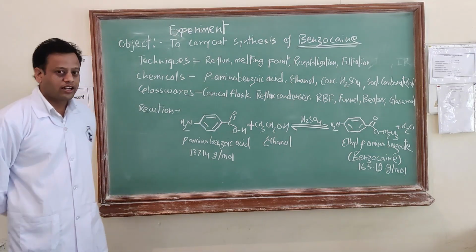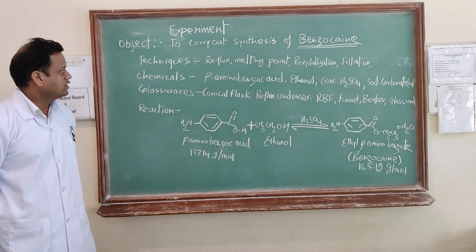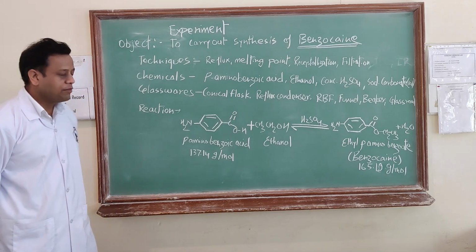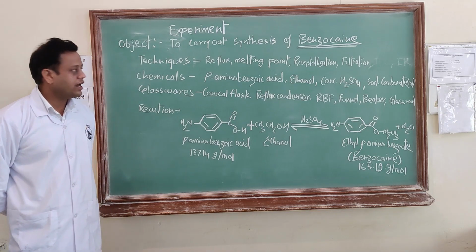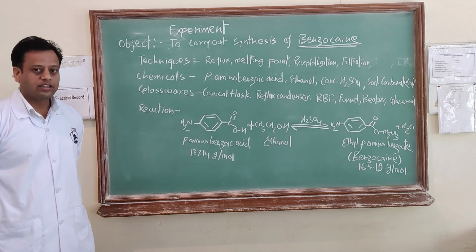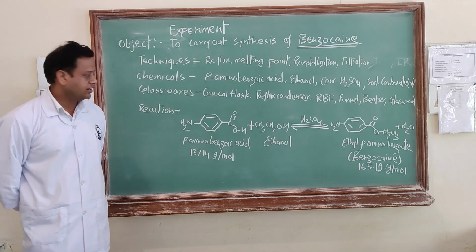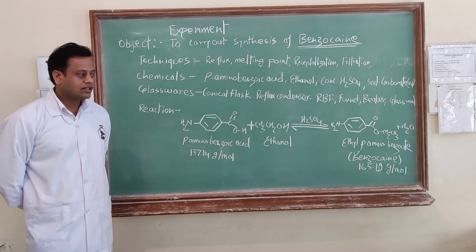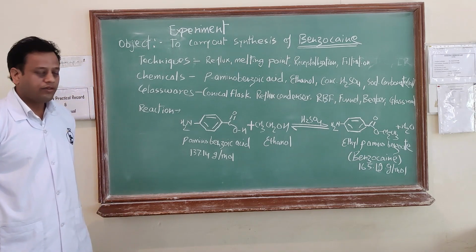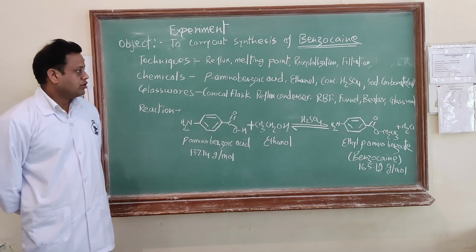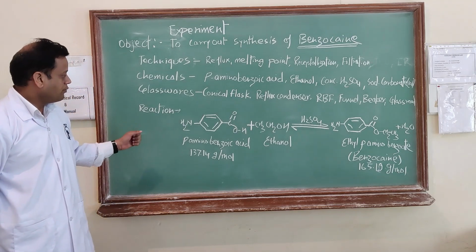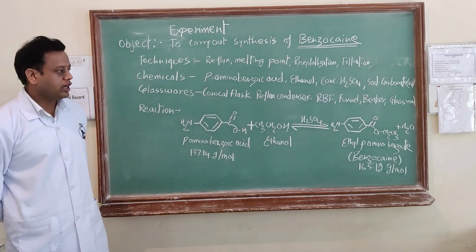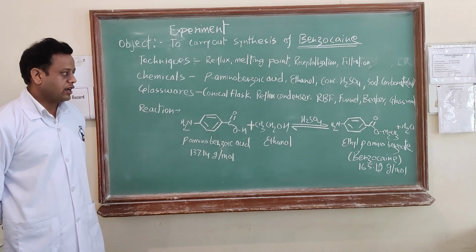Now we will see the techniques required in the synthesis: reflux, melting point, recrystallization and filtration. Chemicals required for the experiment are para-amino benzoic acid, ethanol, concentrated sulfuric acid, sodium carbonate. The glasswares required for the experiment are conical flask, reflux condenser, round bottom flask, funnel, beaker and glass rod. So, in the experiment, the reaction will be performed between para-amino benzoic acid and ethanol in the presence of sulfuric acid and we get the benzocaine.